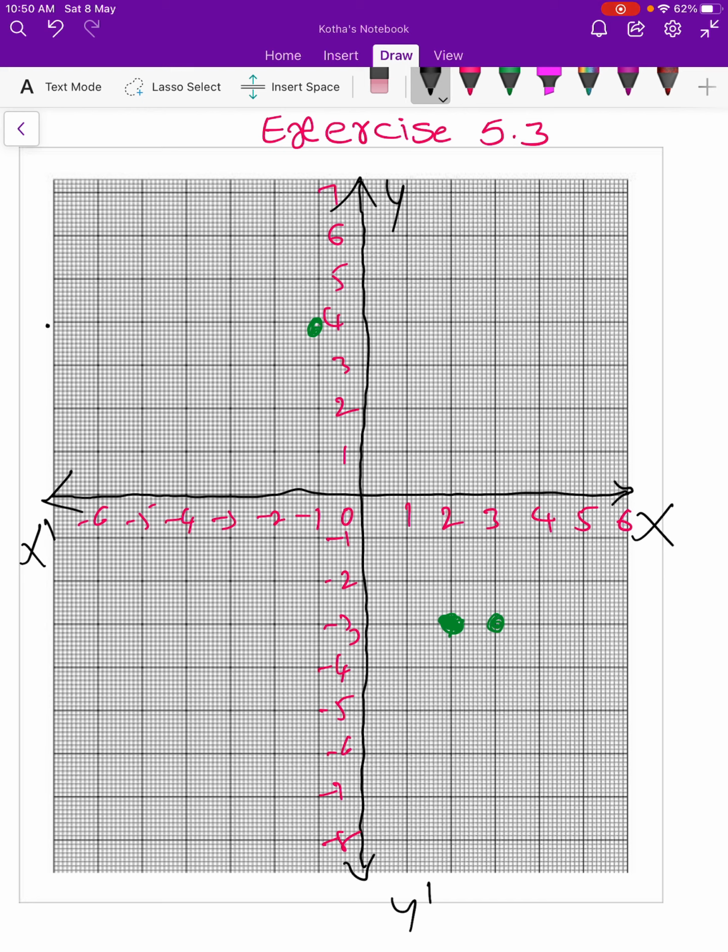Next, -9, 0. This -9 is the x coordinate, so it lies on the x-axis. Whereas it is negative, so it lies on the negative x-axis only. Here we have till -6, -7, -8, -9. So it lies on -9.